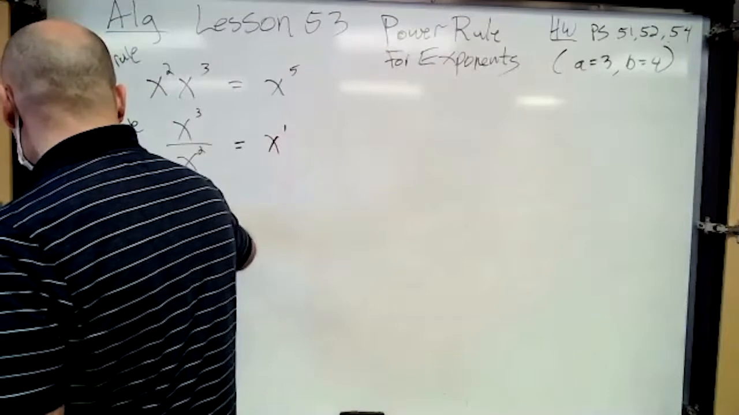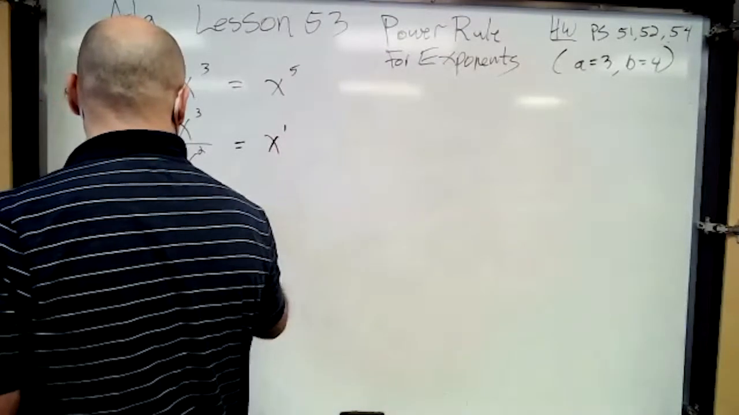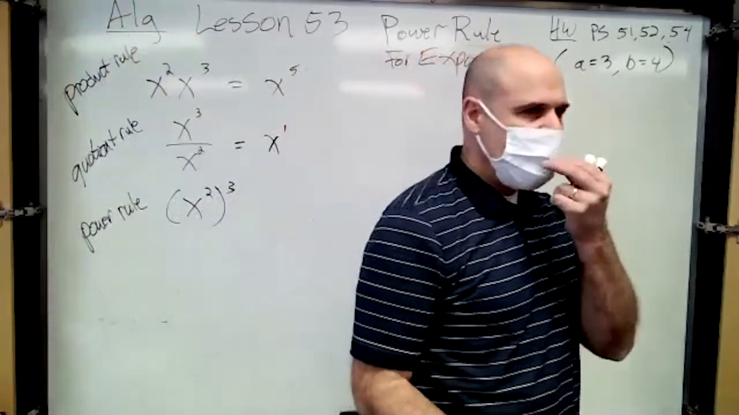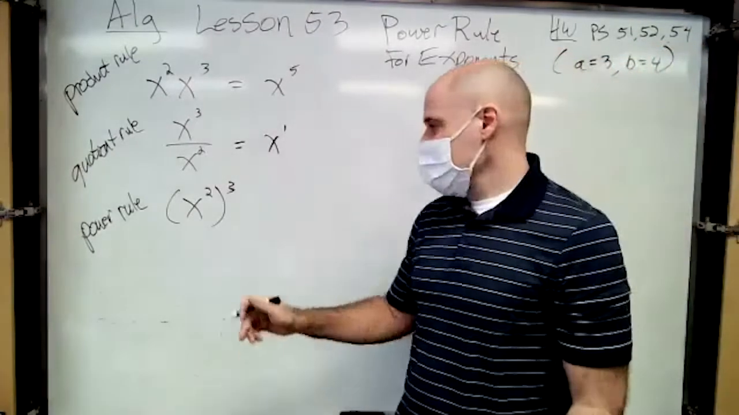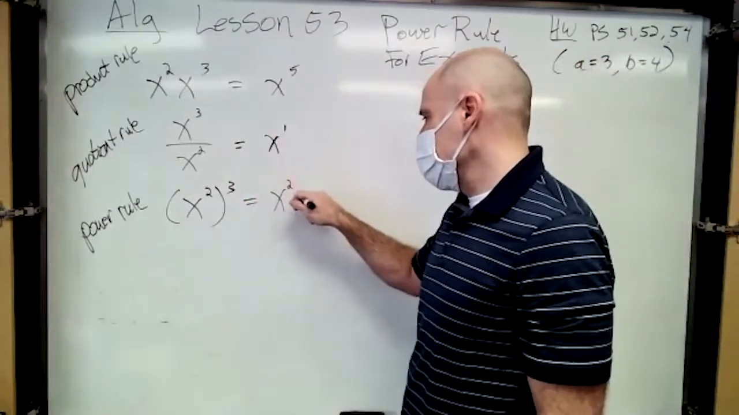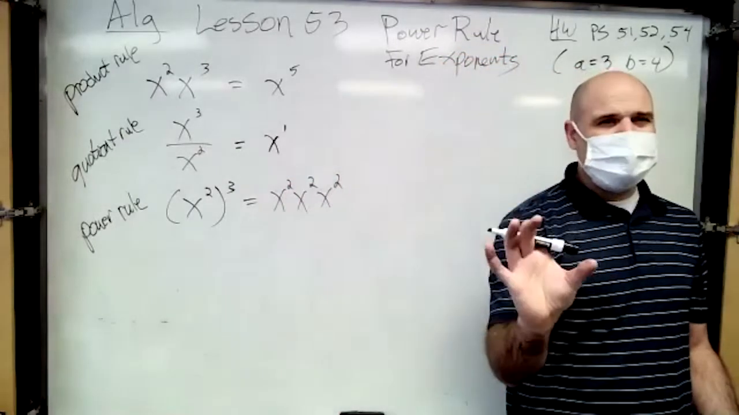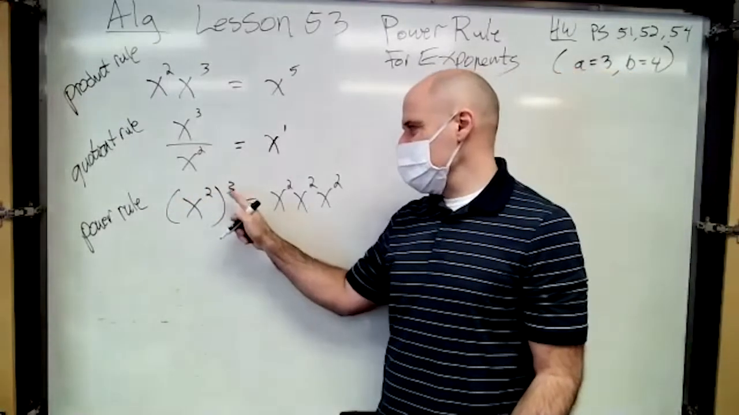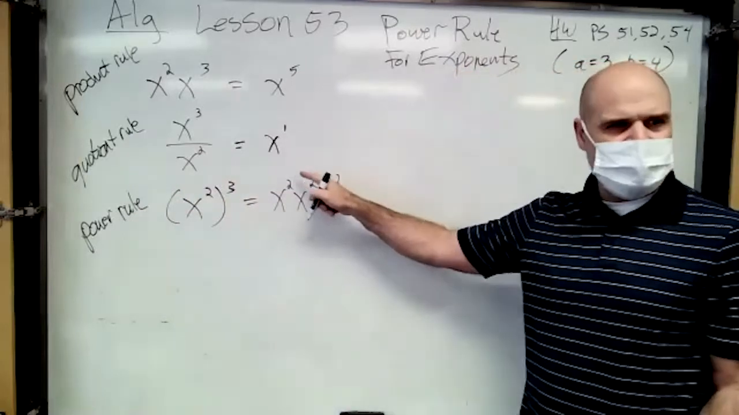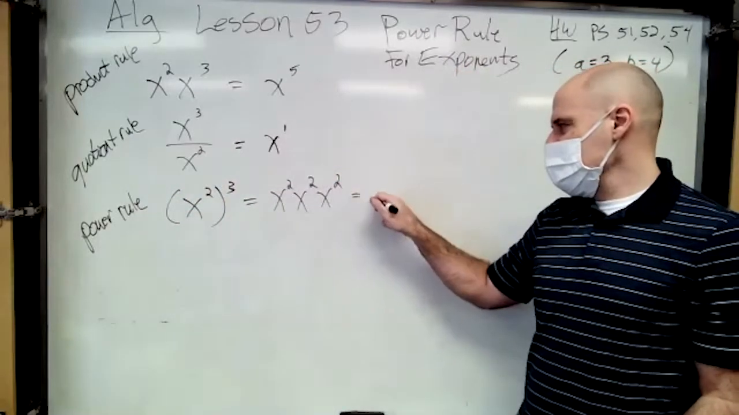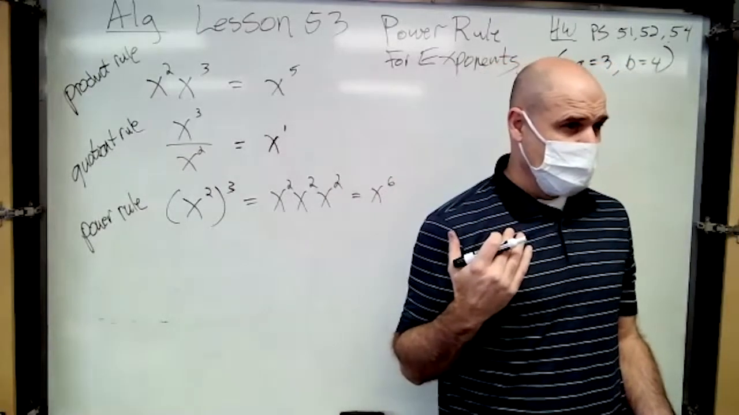So we can use the product rule to describe what's happening. Okay, so if this is x squared to the third power, this just means x squared times x squared times x squared, right? That's what the third power means. Multiply whatever this 3 is applying to by itself 3 times. So then what do you do with these exponents? Add them, so you get x to the 6. So what's the shortcut? You just do 2 times 3.